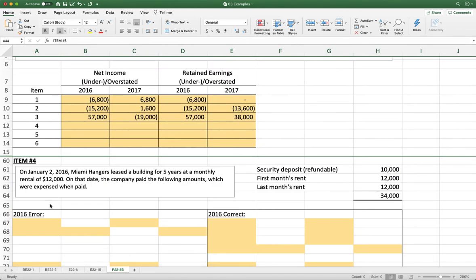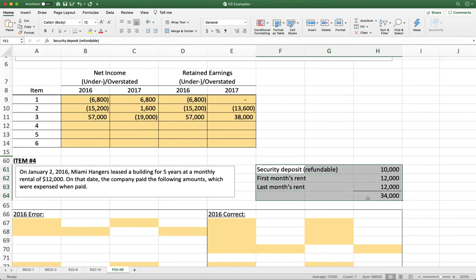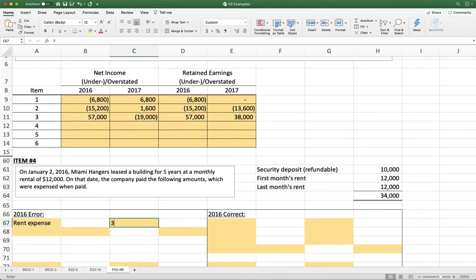Okay, for the next one, on January 2nd of 2016, Miami Hangars leased a building for 5 years at a monthly rental of $12,000. On that date, the company paid the following amounts, which were expensed when paid. So those amounts are over here. We have a security deposit, a first month's rent, and a last month's rent. So what did they do? They recorded rent expense for the full amount that they paid at the inception of the lease, which was $34,000.